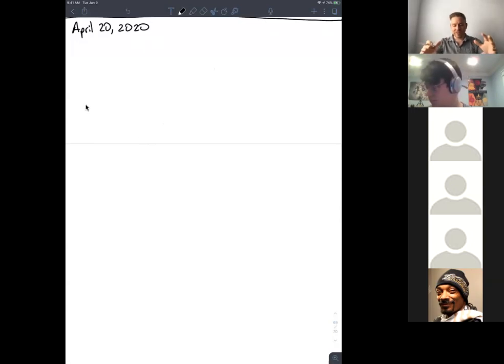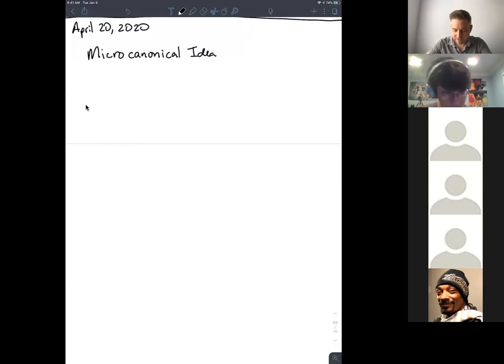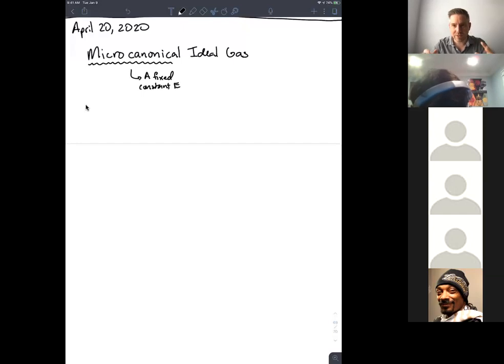Okay, so last week we were talking about the microcanonical ideal gas. It's going to become relevant again today, but just to remind you, microcanonical here means that we are looking at this gas at a fixed, constant energy. Today, what we're going to do that's new is start relaxing this assumption. But for now, let's just remind ourselves of what we got last week.